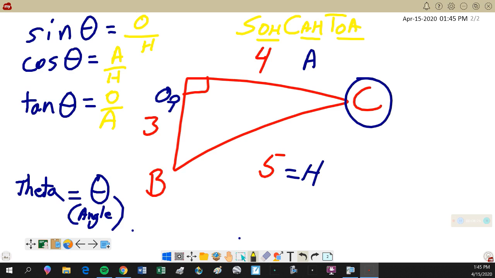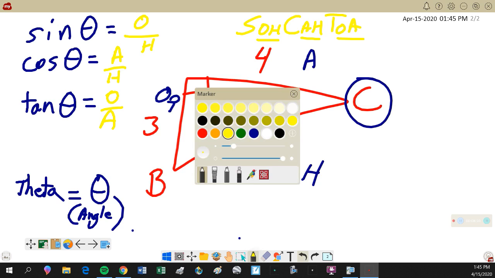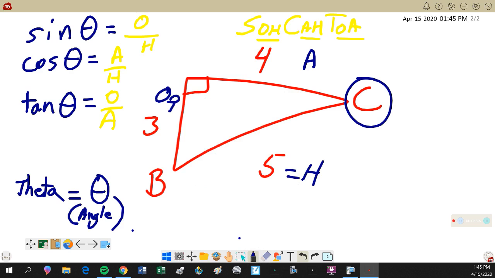Well, once upon a time, a really snarky kid taught me the trick. He said, this mnemonic stands for some old hippie caught another hippie tripping on acid. We just say SOHCAHTOA. Some old hippie caught another hippie tripping on acid. Now you'll never forget it.